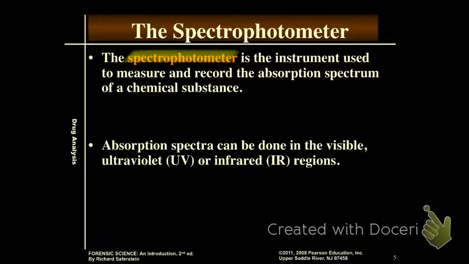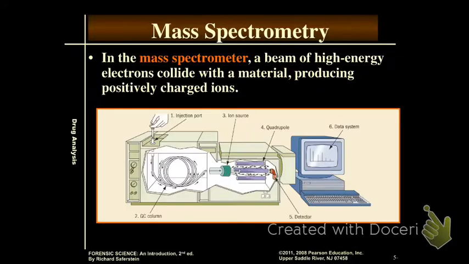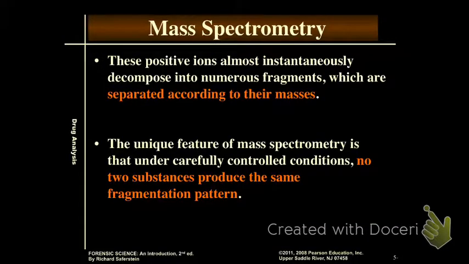Specs are used, again, to measure and record the absorption spectrum of a substance. We can do this using a visible spec, a UV spec, or an infrared spec. We already talked about the differences between those. There's also a mass spectrometer. You don't have to know how it works. You do know that it's usually paired up with a gas chromatograph.